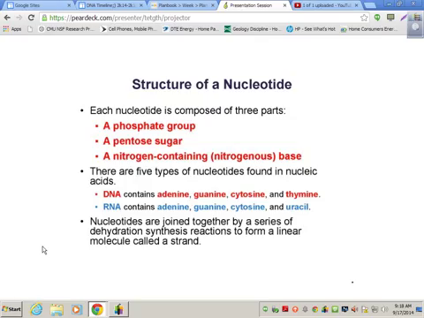Now we know that there's 5 types of nucleotides found in nucleic acids. We know DNA contains adenine, guanine, cytosine, and thymine. And we know that adenine, guanine, cytosine, and uracil instead of thymine are found in RNA. This is basic DNA knowledge from last year or the year before. And we understand that nucleotides are joined together by a series of dehydration synthesis reactions to form a linear molecule called a strand. So when I say strand, I'm referring to basically a chain of these.